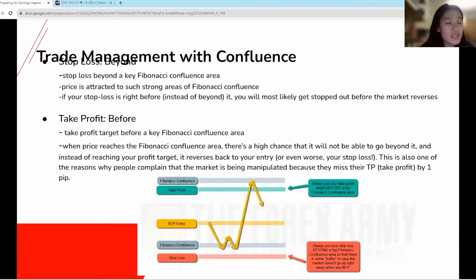Okay, as for take profit, we always recommend to place it before a key confluence area. The reason for that is because when price reaches a confluence area, there's a high chance that it will not be able to go beyond it. And instead of reaching your profit target, it reverses back to your entry, or even worse, your stop loss. This is also one of the reasons why people complain that the market is being manipulated, because they miss their take profit by 1 or 2 pips.